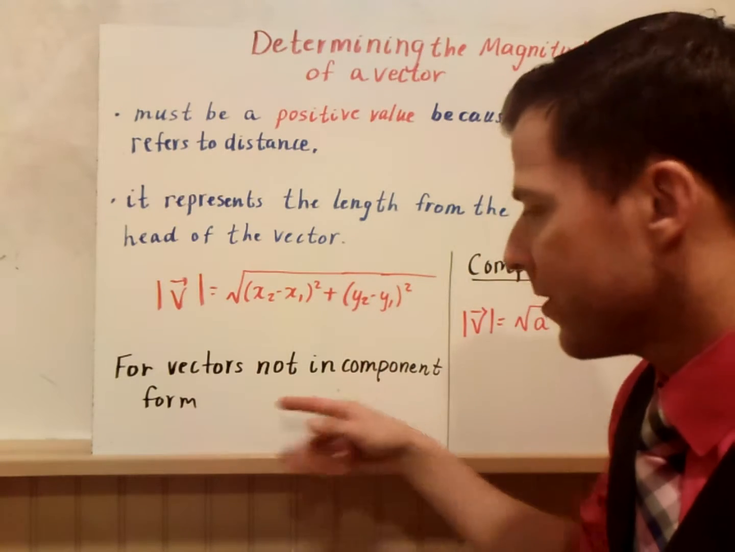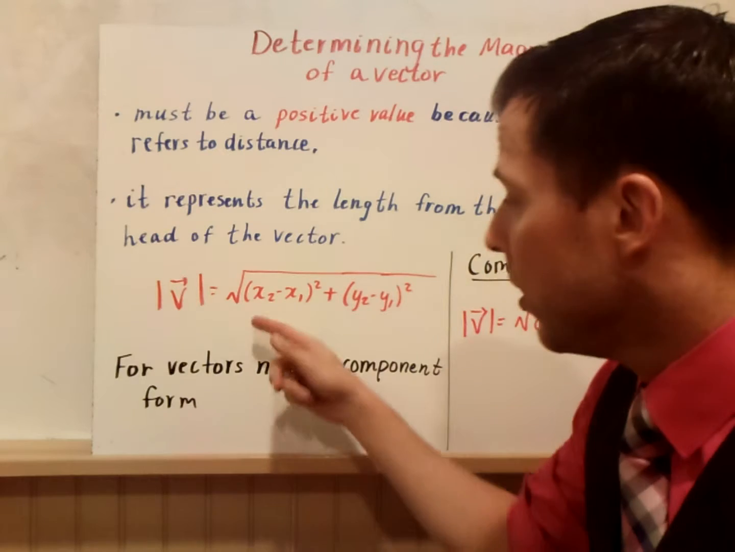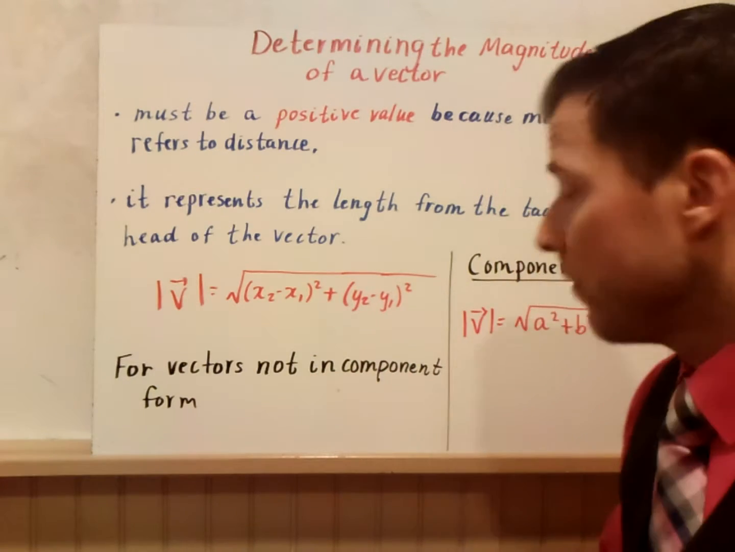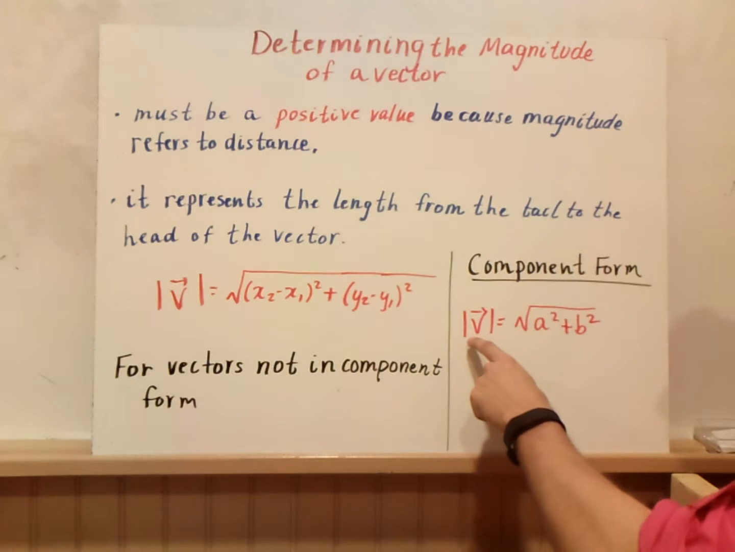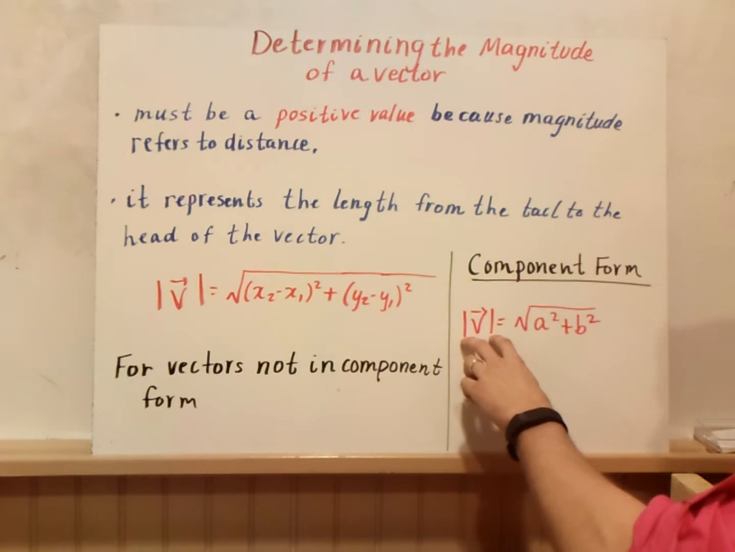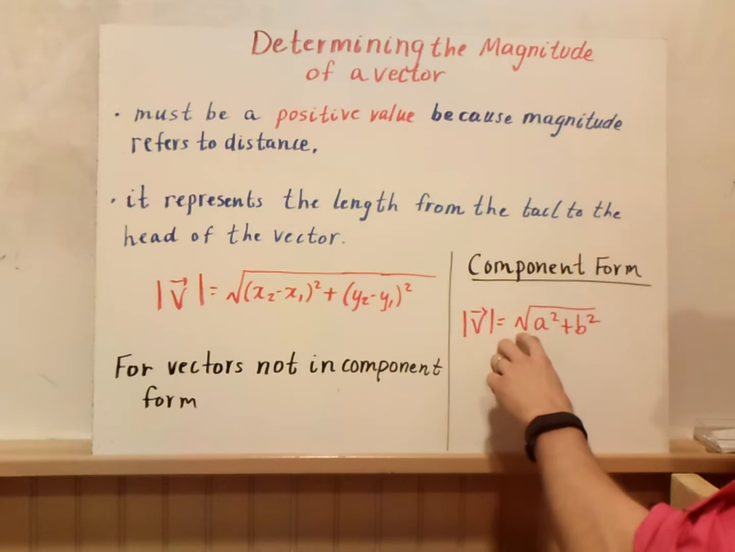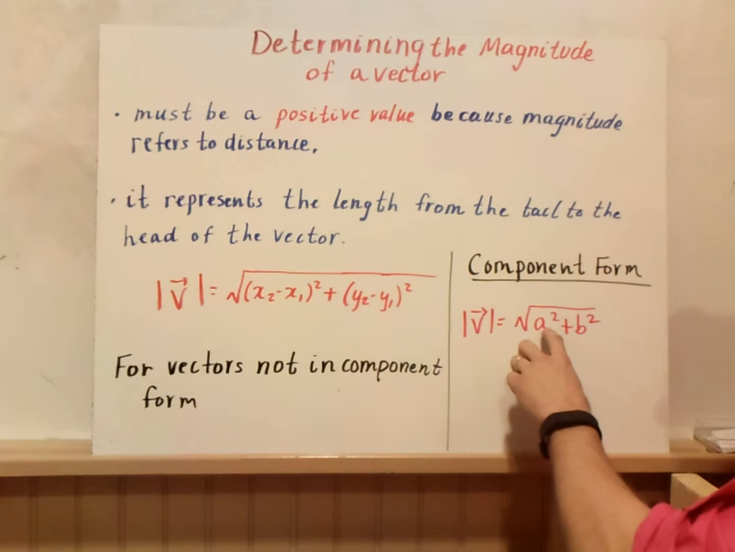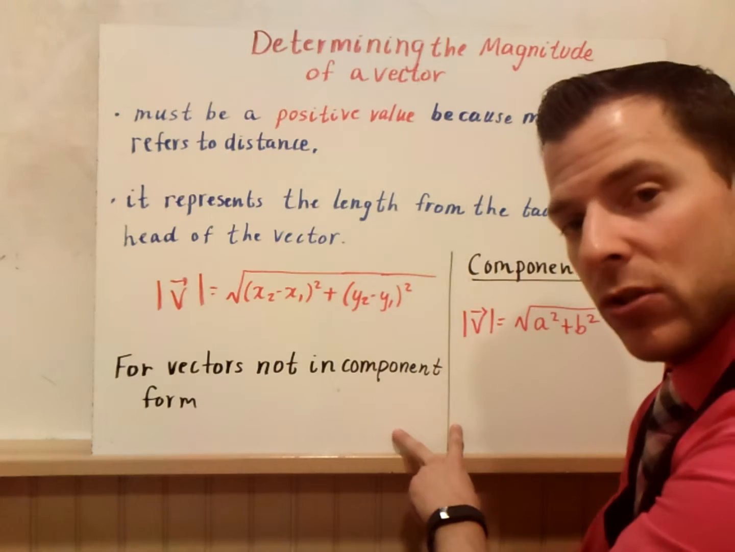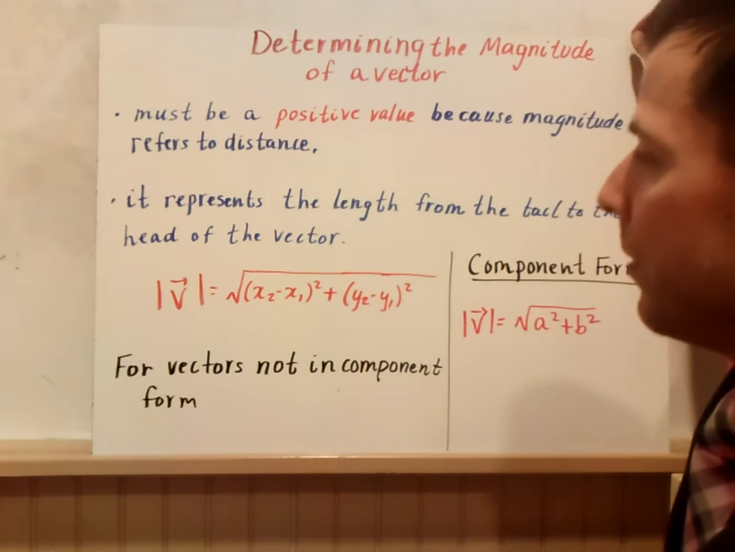Now this is for vectors that are not in component form. We can use this distance formula. When they're in component form, it's much easier. So if you look on this one, component form, the absolute value of our vector, ensuring that the vector's distance is positive, is just the square root of a squared plus b squared. So we're looking at these two forms, and we're going to do an example of each.